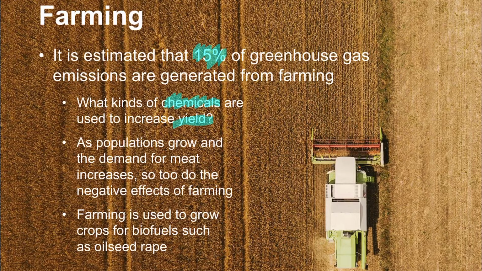As the population grows, the demand for this food is ever increasing, so they want to get more and more of a yield. We've also got to look at the increase in meat. If we increase the amount of meat that we're eating, we then end up with more waste products being produced from cows and sheep and other farm animals, which in turn produces a great amount of CO2. Where does all that go? So a lot of negative effects can come from the farming industry as well. Farming is also used to grow crops for biofuels, so carbon neutral based fuels, such as oilseed rape.